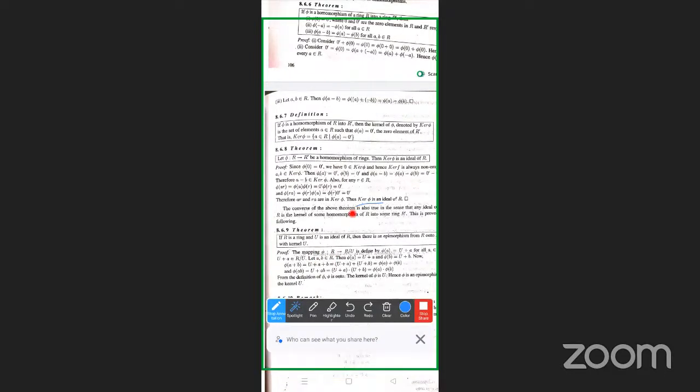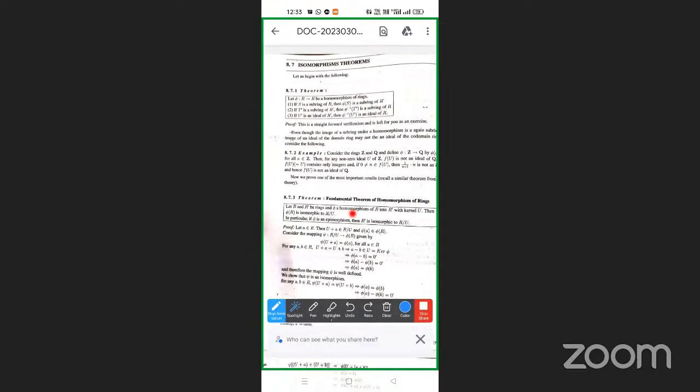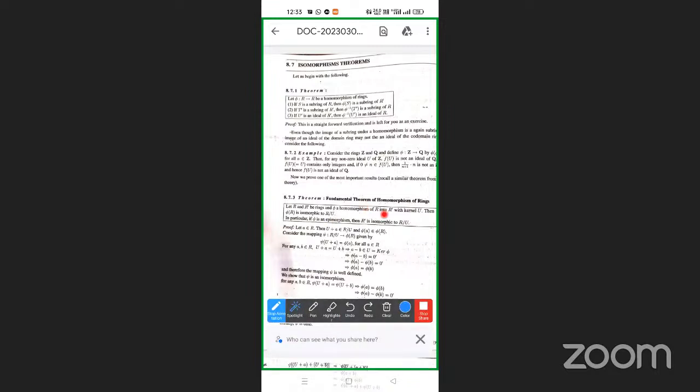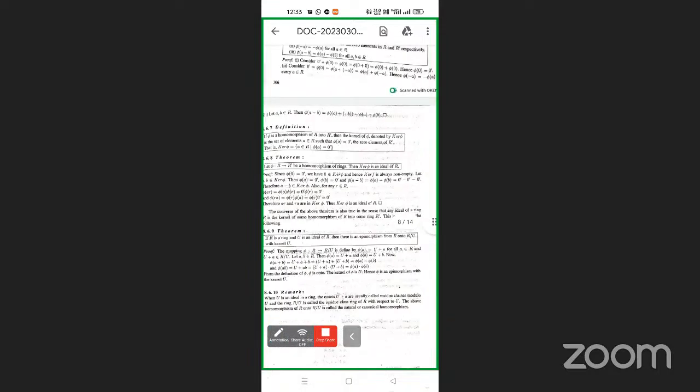Next theorem. This is a very, very important theorem: the fundamental theorem of homomorphism of rings. But before going to this theorem, Theorem 8.6.8.